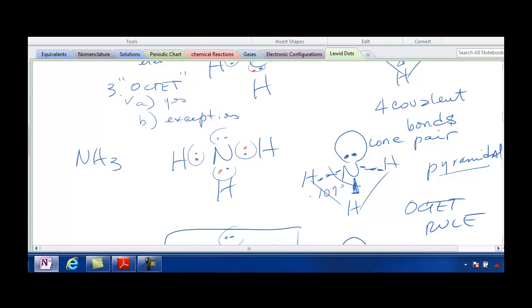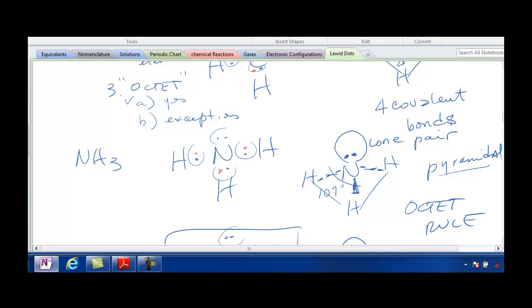Okay, we're going to talk in this lecture, besides the Lewis dots, about geometries, as I said earlier. And when we talk about geometry, we're going to look at 4 different regions of negative density here, meaning there's electronic geometry versus molecular geometry.